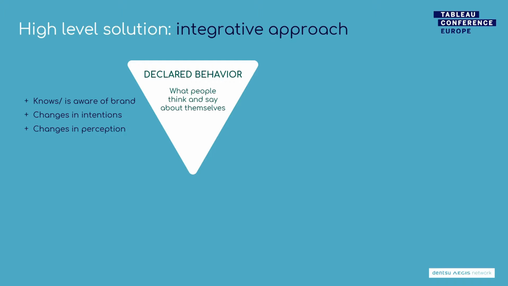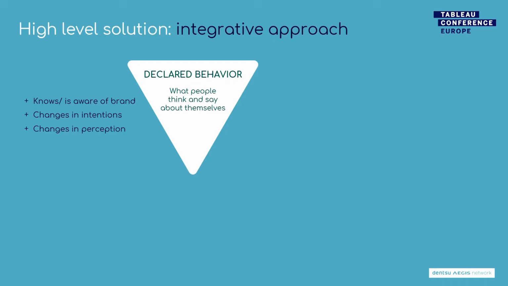The first one is declared behavior. So that is actually what people are saying that they're doing. We use a lot of survey data, research data, which we add into the heartbeat. And this is basically, are people aware of the brand? Do they know my brand? Are they having different intentions? Do they have a change in perception?